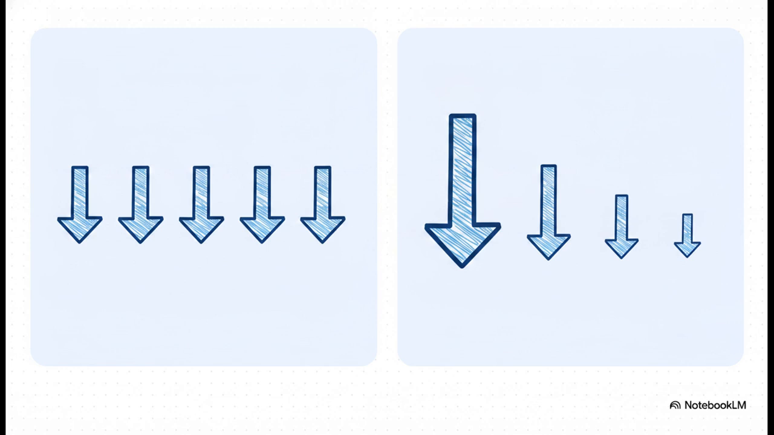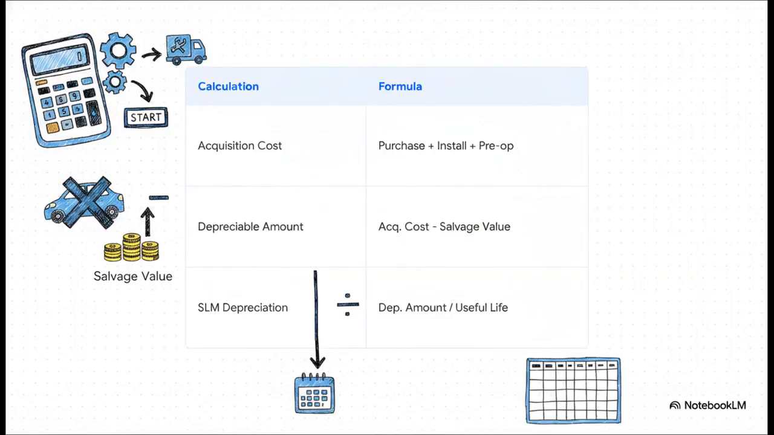This one hits you with higher depreciation in the early years and then tapers off over time based on the asset's declining book value. If you were to build the straight line formula the old-school manual way, it takes a bit of work. First, you have to calculate the total acquisition cost. Keep in mind, that's not just the sticker price. It includes transportation, installation, and pre-operating expenses. From that grand total, you subtract your salvage value to get your total depreciable amount. And then finally, you divide that amount by the asset's expected useful life in years.